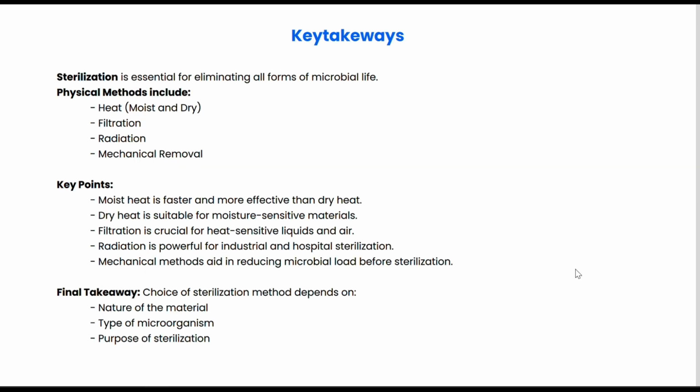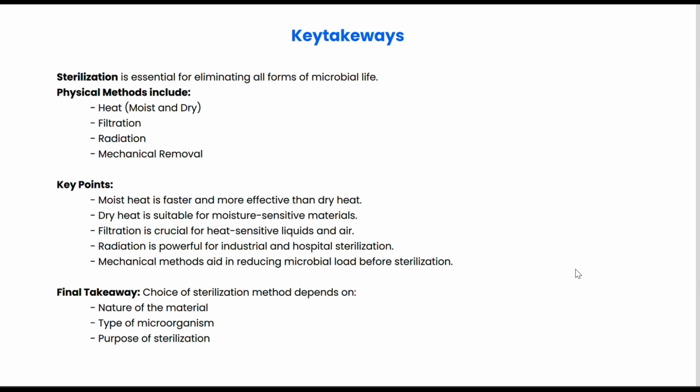All right, let's quickly summarize everything we have discussed today. Sterilization is the process of completely eliminating all forms of microbial life, and it is a cornerstone for ensuring safety in healthcare, research, food, and pharmaceutical industries. Among the physical methods of sterilization, we learned heat methods, both moist heat like autoclaving and dry heat like hot air ovens and incineration; filtration for removing microbes from air and liquids; radiation such as gamma rays and UV light for deeper and surface sterilization; and mechanical methods like scrubbing, cleaning, and filtration to reduce microbial load.